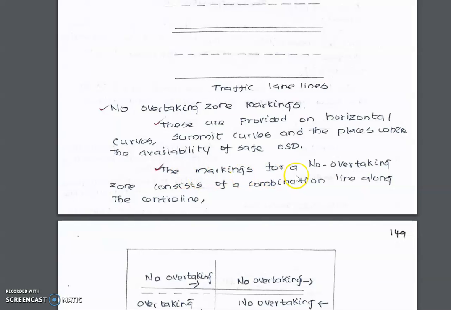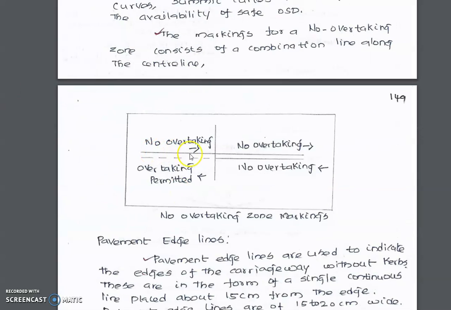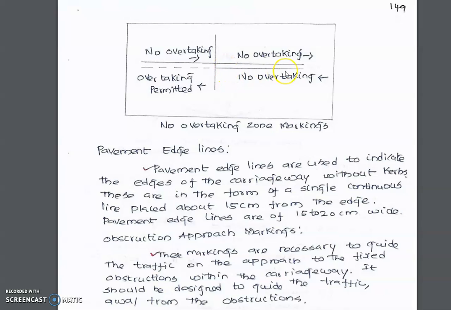The markings for a no overtaking zone consist of a combination line along the center line. So here overtaking is permitted, but here no overtaking. The dotted line is flexible for us, so this area indicates an overtaking area, and this is called no overtaking zone marking. If the line is continuous, there is a restriction on overtaking, whereas where there is a dotted line, it is called an overtaking line.